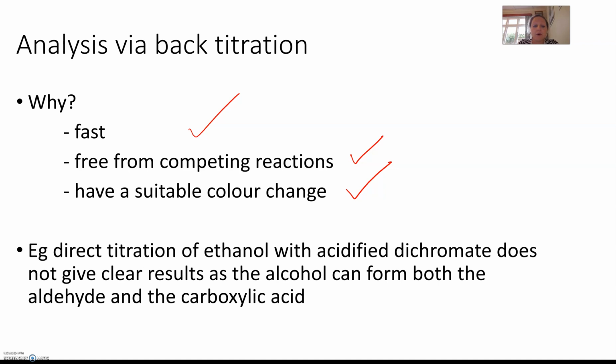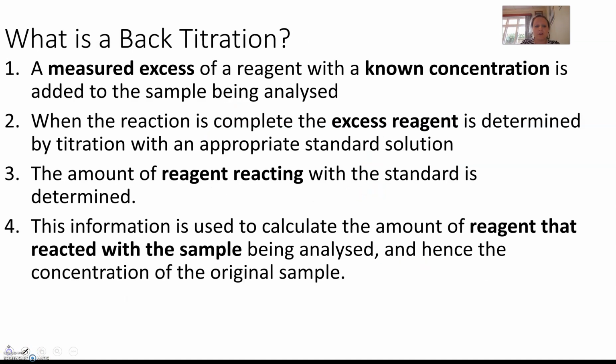An example of a titration that needs to be a back titration is if you were trying to work out the alcohol content in a solution with acidified dichromate. It doesn't give clear results because the alcohol can form both the aldehyde and the carboxylic acid, so we have to do a different method instead. So that's just an example of how it can be useful.